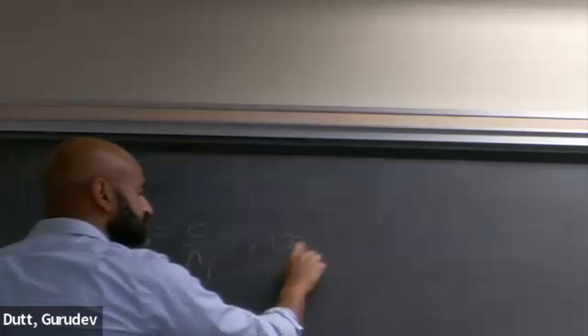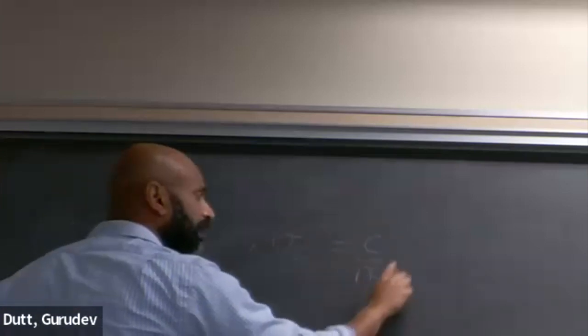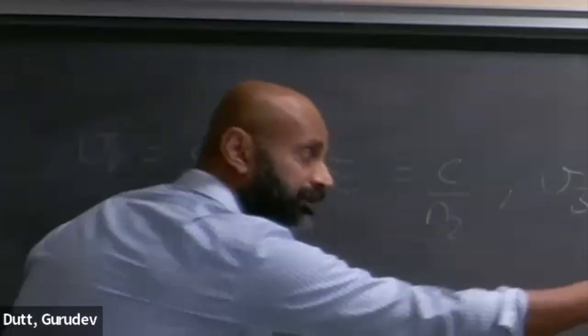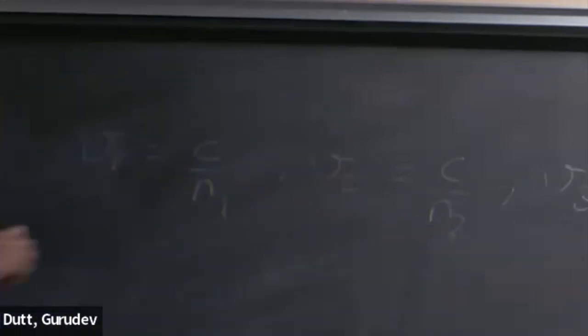He could predict the refractive index ratio, because if V1 is C over N1 and V2 is C over N2, and now V3 is C over N3, he can give a prediction for the ratio of the refractive indices between N2 and N3, simply by making measurements with respect to N1. So he could find N1 to N3, N1 to N2, and from that predict what would happen to N2 to N3 without having to make the measurement. So that's the power of a principle like that.